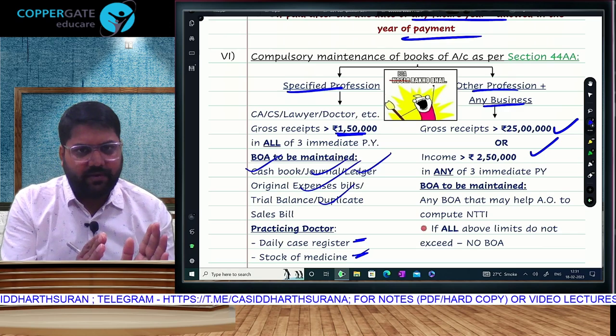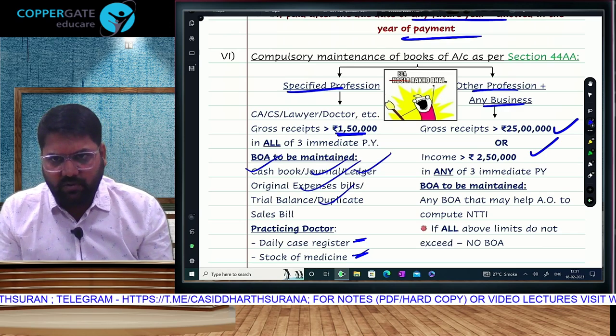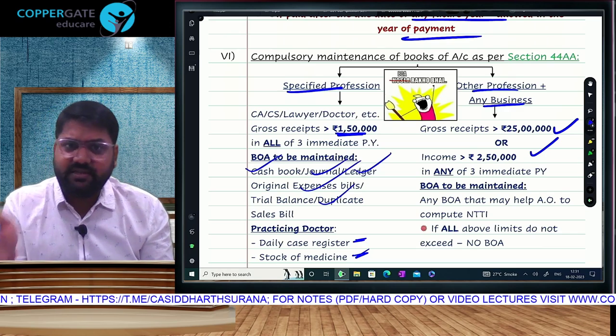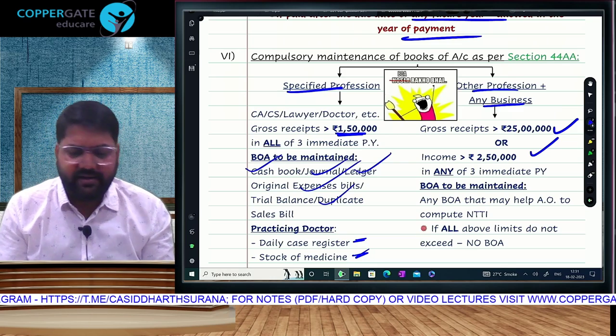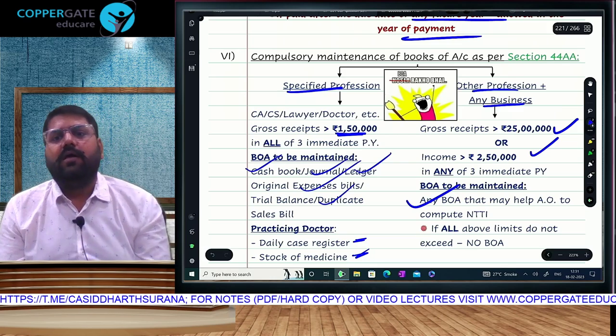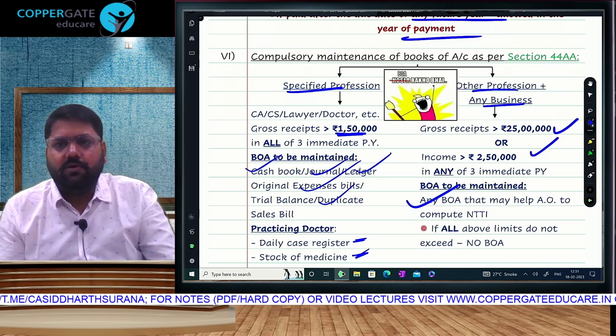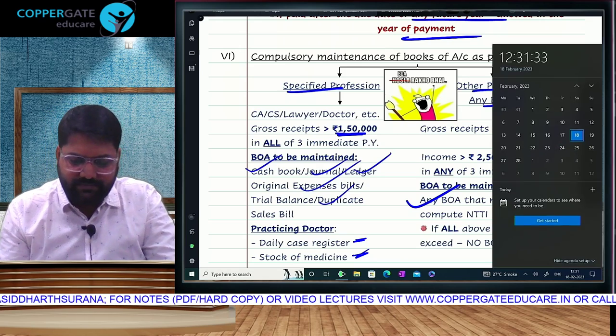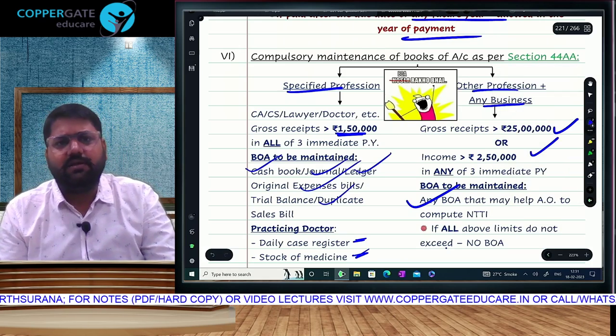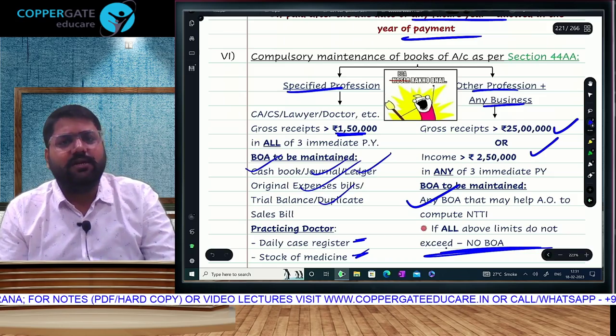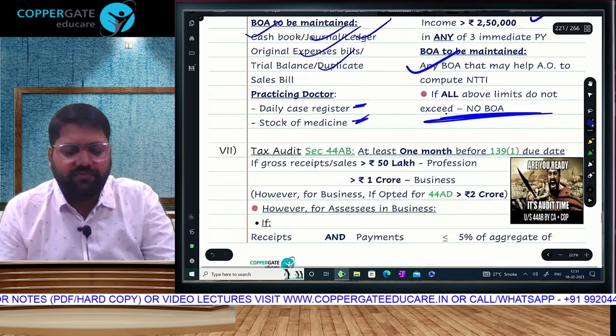For turnover, we will apply 2,50,000 ka limit. For profit, we will apply 2,50,000 ka limit. And out of the 6 figures, any one is also exceeding the limit, then maintain any books of account that help you to compute income. And if all are below the limit, none of them the limit is exceeded, then no need to maintain any books of accounts.